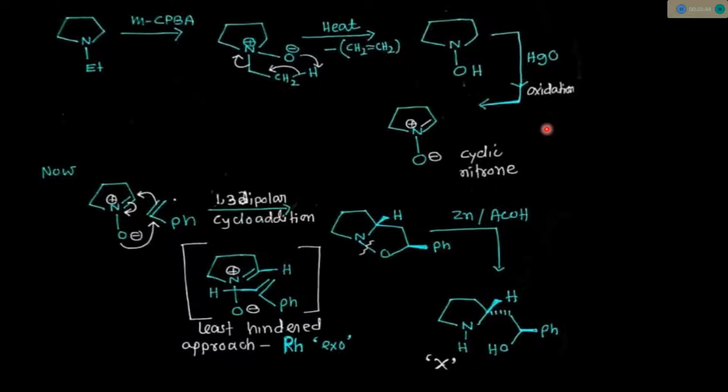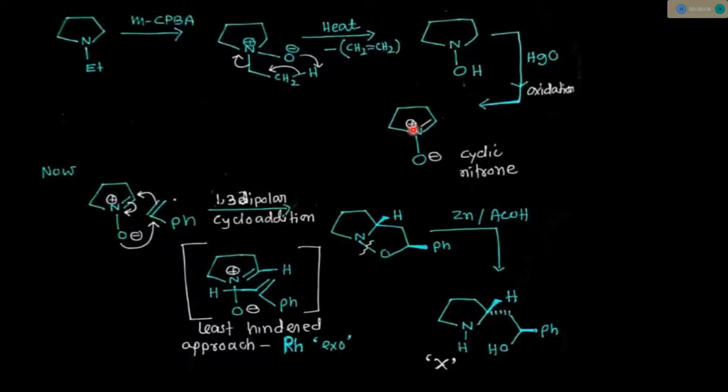So yeah, this is mercury oxide, not mercurous. This is mercuric oxide for oxidation. So see, one hydrogen is removed from this place and one hydrogen from this place. Removal of two hydrogens means oxidation to form a cyclic nitrone. So see, this is also a 1,3 dipole.